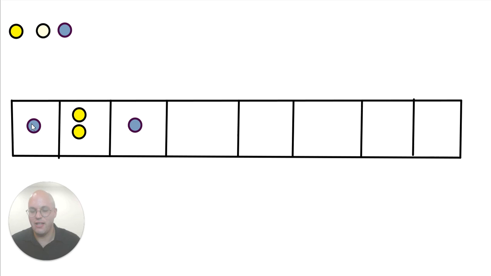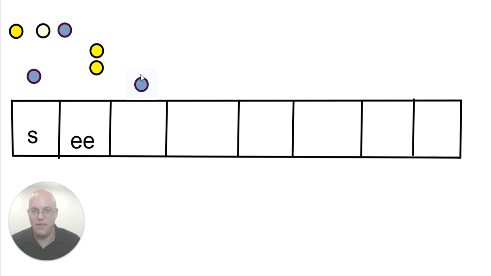Then I'm going to do this exactly the same way. Remember, each box can have more than one letter, but it can only have one sound. So for the word seek, S is represented by the letter S. E is represented by digraph EE, and that is why we had those two yellows together in there. And then K is represented by the letter K.